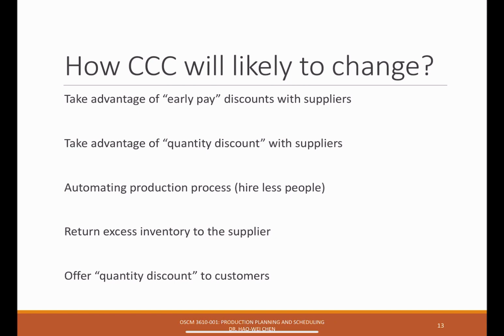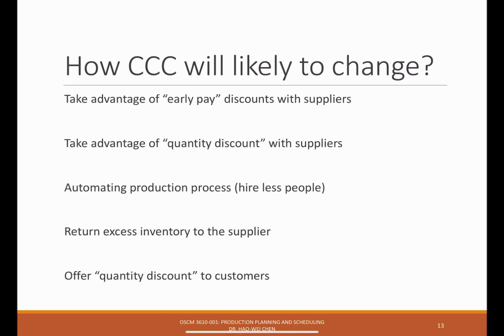This will help you figure out whether the cash-to-cash cycle time will increase or decrease. For example, if you take advantage of early pay discount with the suppliers, then likely it depends. First, your cost will be lower. So when the cost is lower, your cash-to-cash cycle time will be lower. However, if you pay early to your suppliers, it means that it takes longer time for you to receive the payment from the buyer. So the cash-to-cash cycle time might be higher. So you really need to check which one has a larger effect.